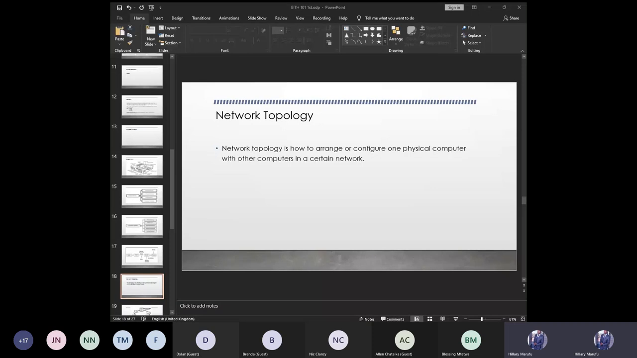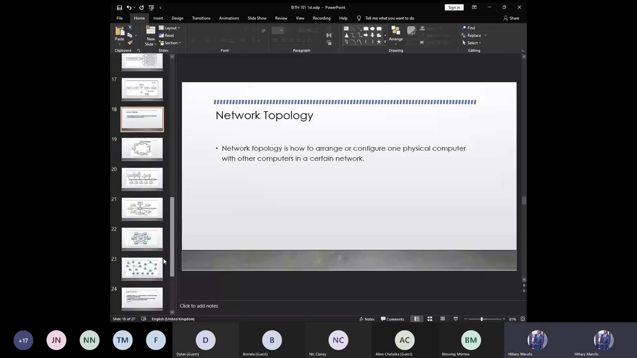You're now going to get to understand what we mean by network and internet. All right, we're going back to our network just now. We've got a network topology. A network topology is how to arrange and configure one physical computer with other computers in a certain network. You're going to get the word network often. So a network topology is just a way of arranging those computers. Depending on the size and nature of your organization, you have different topologies. For the purposes of this discussion, I would want you guys to give me what this topology is.